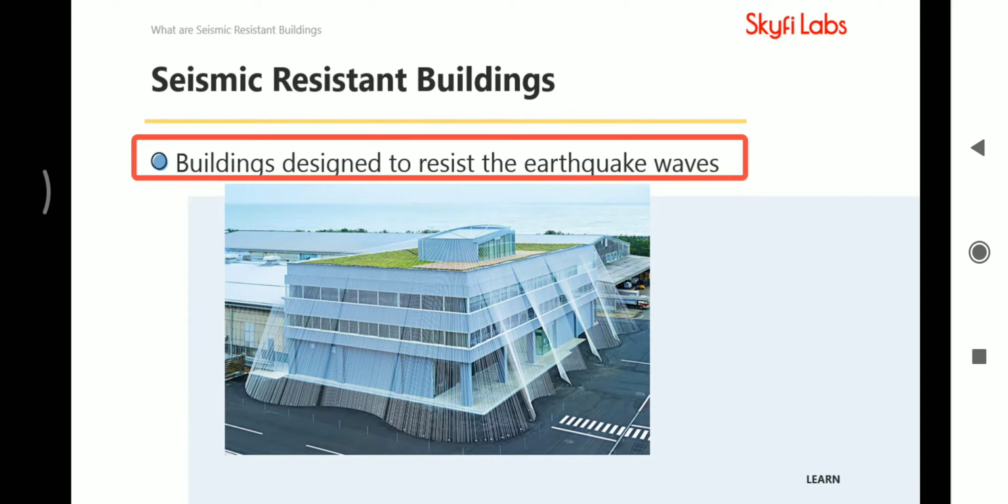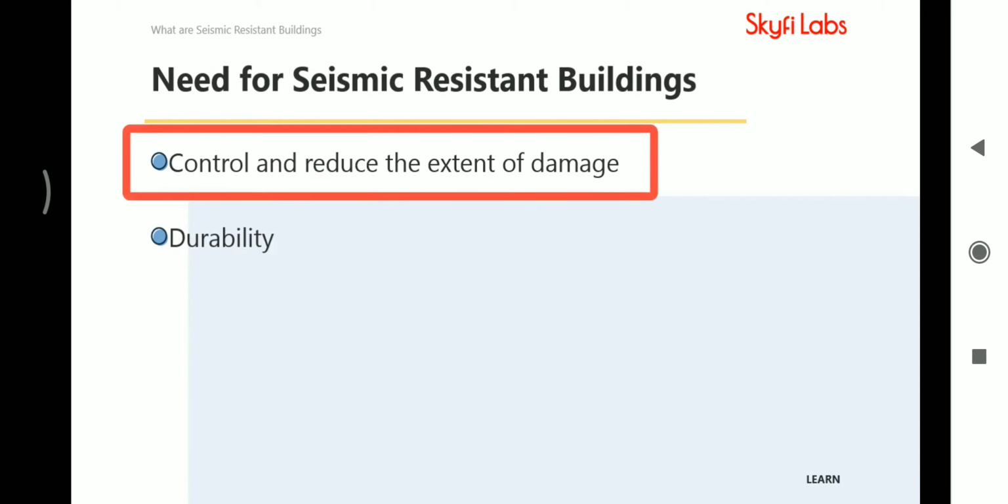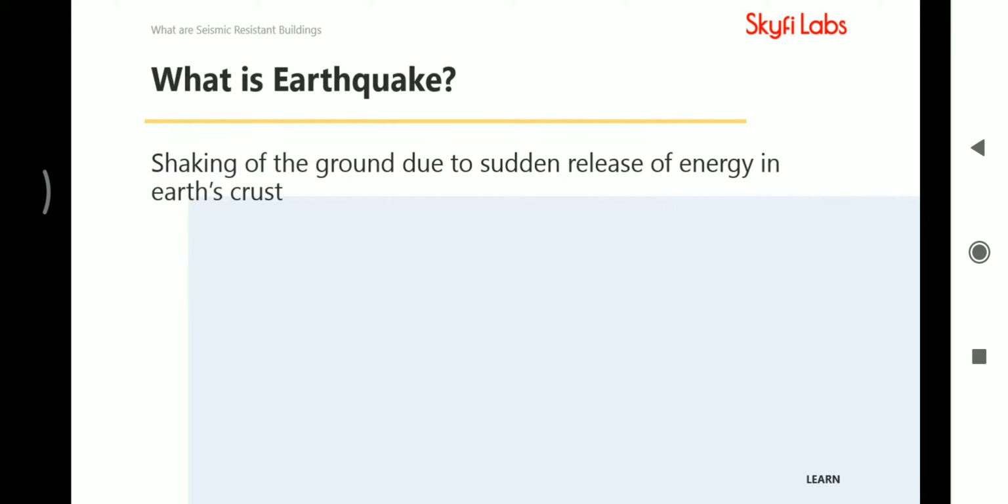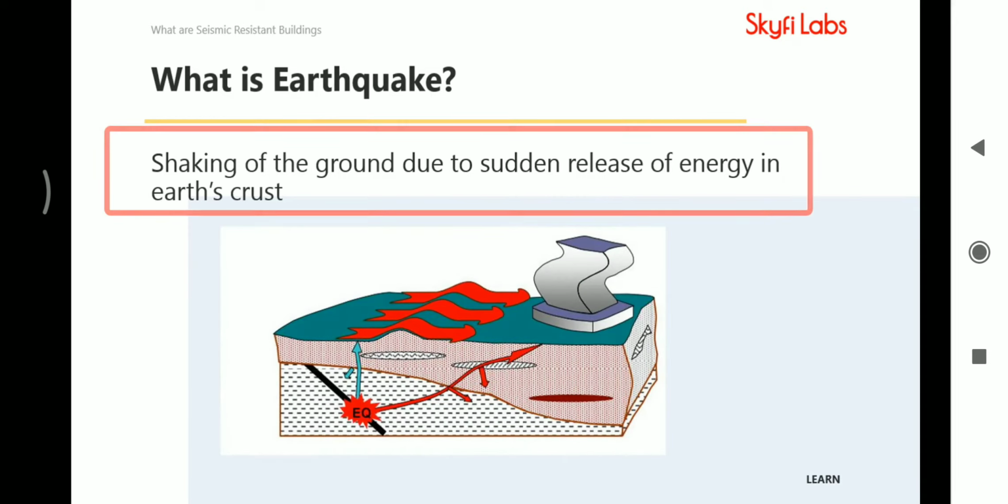Seismic-resistant buildings are structures designed to resist or control the effects of earthquake waves. Seismic-resistant buildings are needed to control and reduce the extent of damage caused by earthquakes, and also to increase the durability of the buildings. Let's take a look at the earthquake concepts, such as the definition, and how to measure the earthquake. An earthquake is the shaking of the ground, due to the sudden release of energy in Earth's crust.